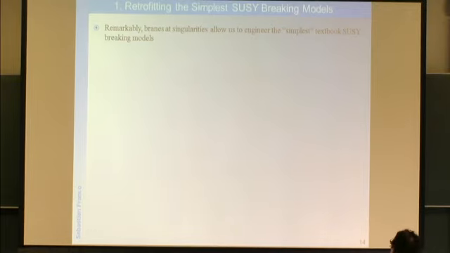This is string theory, a very complicated thing, but one of the things that I think is important to emphasize is that even the simplest textbook models of supersymmetry breaking can be realized here. You don't need fancy dynamical supersymmetry breaking. You can just obtain what we call retrofitted versions of the simplest textbook models.